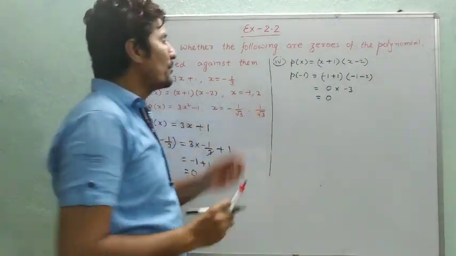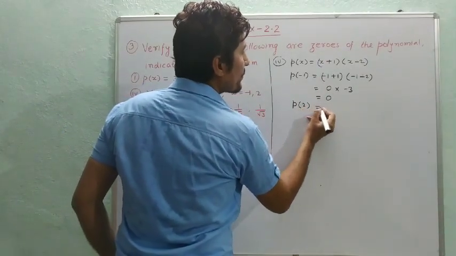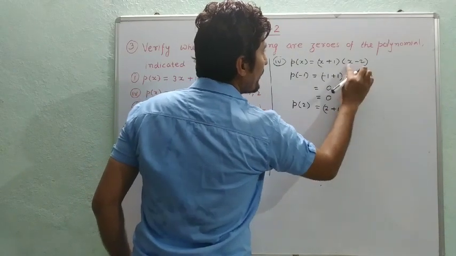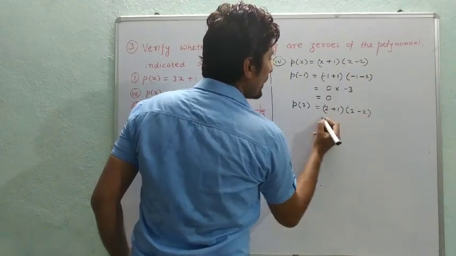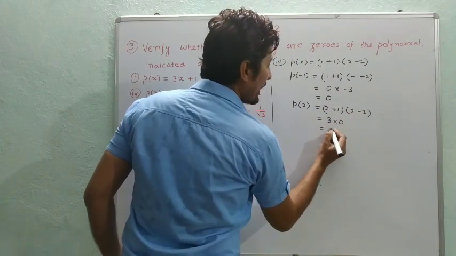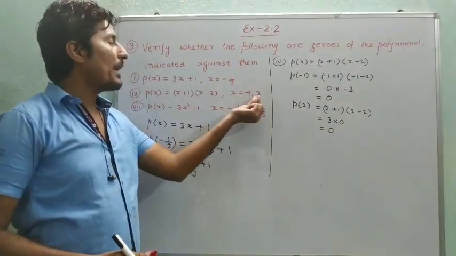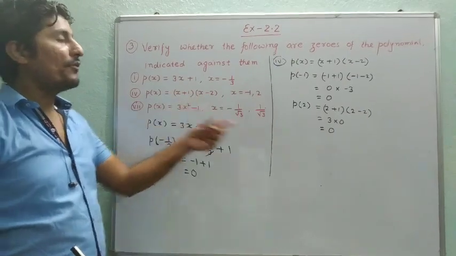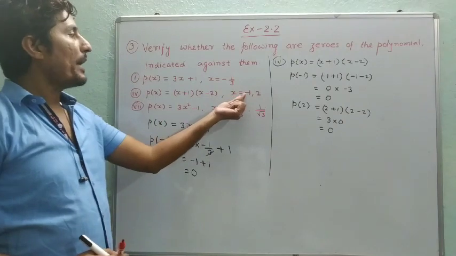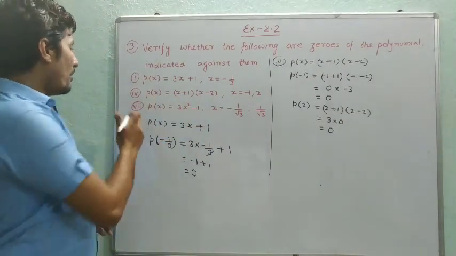Now we will place 2 on the place of x. P(2) equals, on the place of x, we are placing 2, so 2 plus 1, and again here 2 minus 2. Here 2 plus 1 equals 3, multiplied by 2 minus 2 equals 0. And again finally we are having 0. After placing minus 1 and 2 in this polynomial, we are getting 0. That's why we can say that minus 1 and 2 are the zeros of the given polynomial. Now let us see the next question.